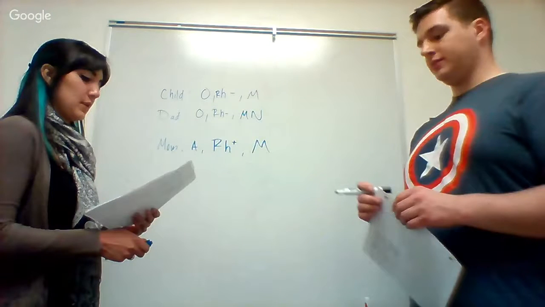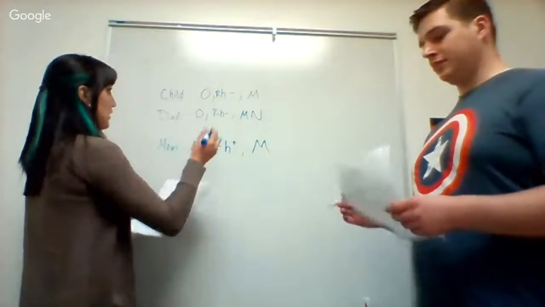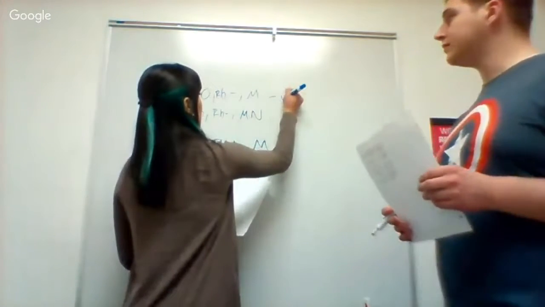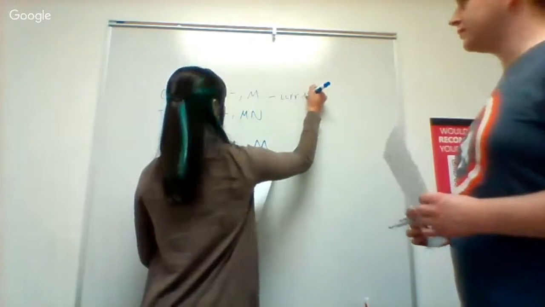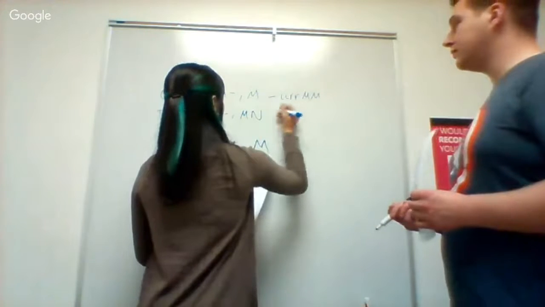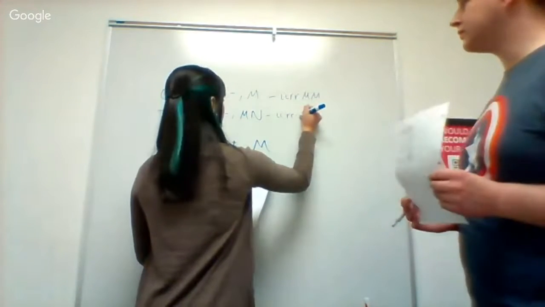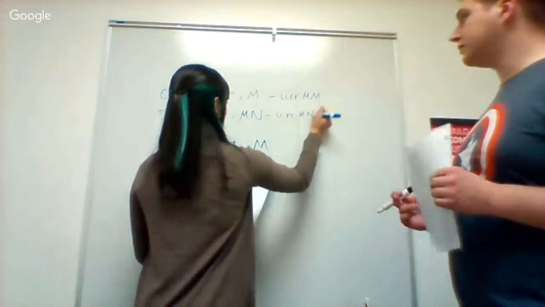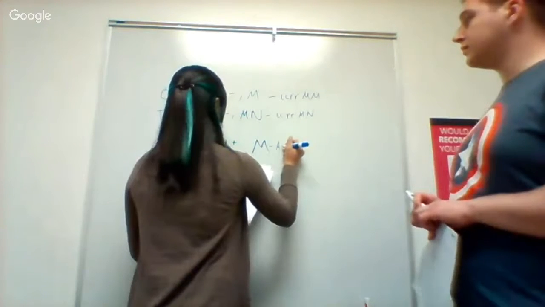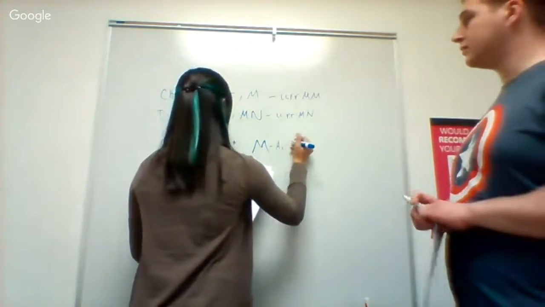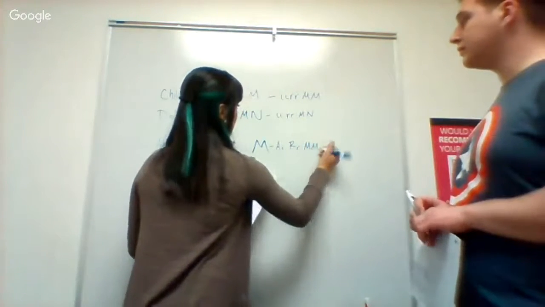And then we got the child is little i, little i, little r, little r, big M, and the mom was little i, little r, big M, big N, and then dad was big I, little i, big R, little r, and then big M, big M.